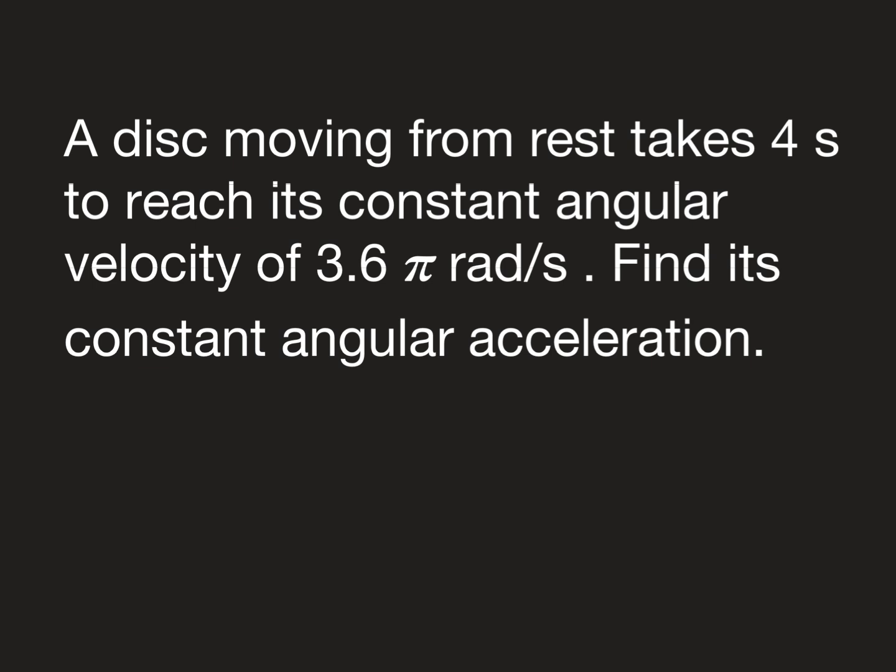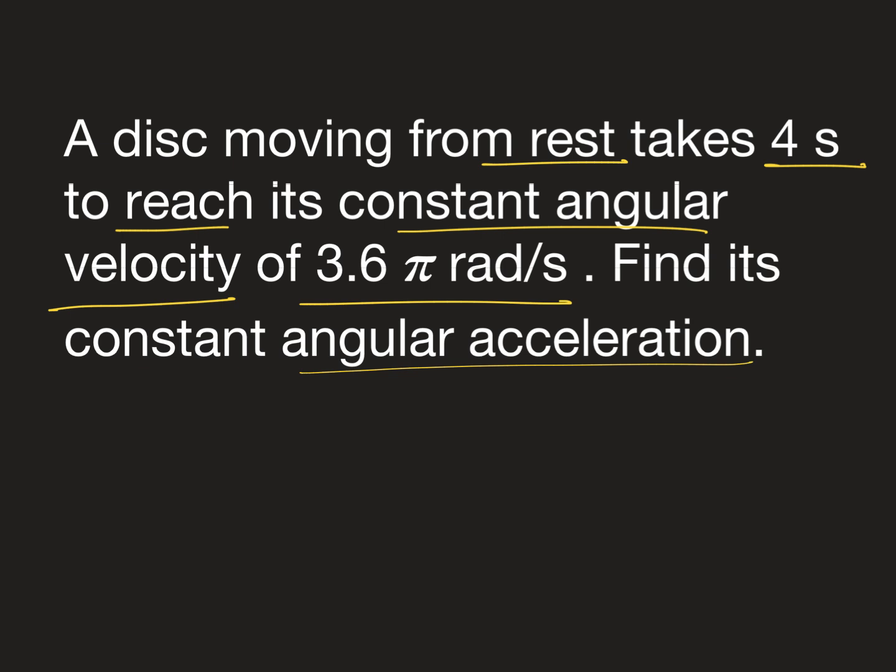A disk moving from rest takes 4 seconds to reach its constant angular velocity of 3.6 pi radians per second. Find its constant angular acceleration. Solution. Here we are asked to find the angular acceleration. Okay, this is different from centripetal acceleration.